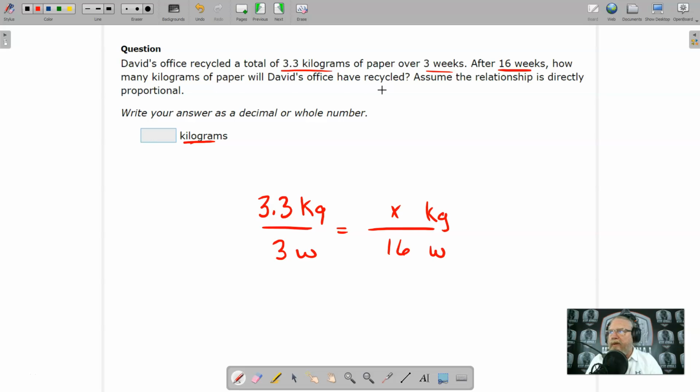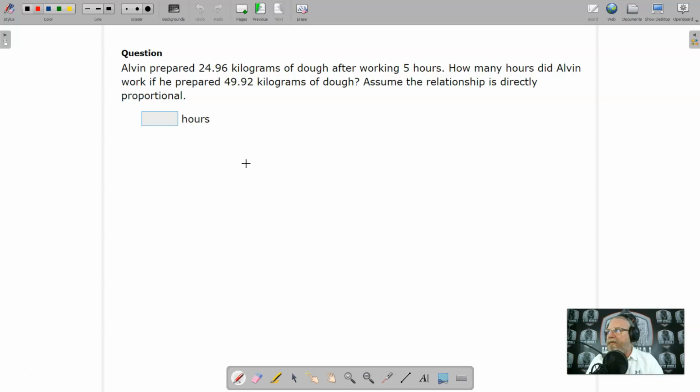So how many kilograms of paper will David's office have recycled after 16 weeks? So 3.3 times 16 is going to give me 52.8. We're going to set that equal to 3 times x. Now let's divide both sides by 3, so we get just x on the right. And 52.8 divided by 3 is going to be 17.6 kilograms.